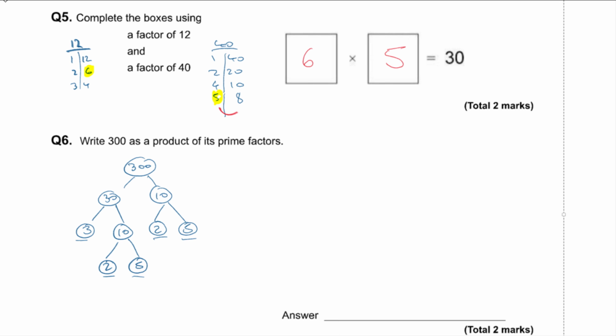So 300 then is going to be 2 times 2 times 3 times 5 times 5. We tend to write them from smallest to biggest. So it's going to be 2 times 2 times 3 times 5 times 5.